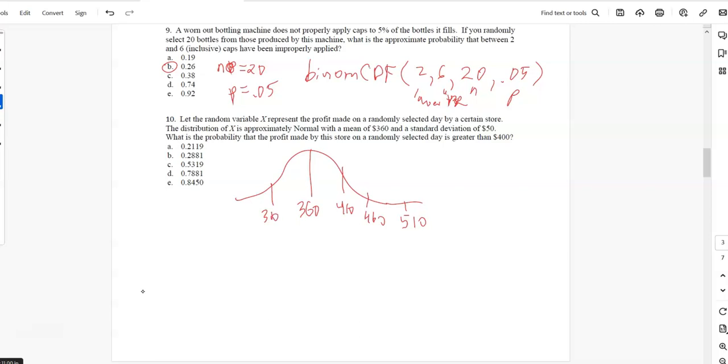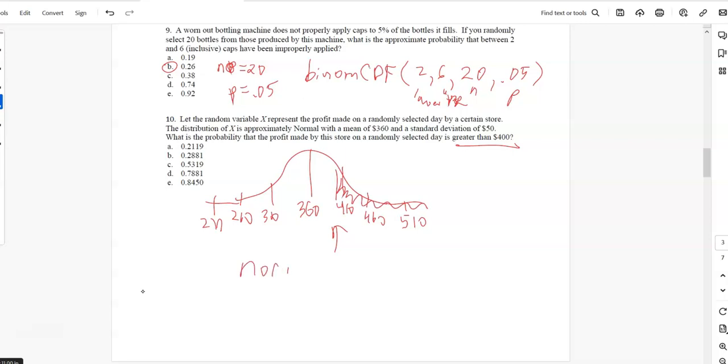So 310, 260, 210. Really sloppy, sorry about that. Okay, so then 400 or more, we want to get greater than 400. So 400 starts in here, and we're shading this way. It's a good picture of it.